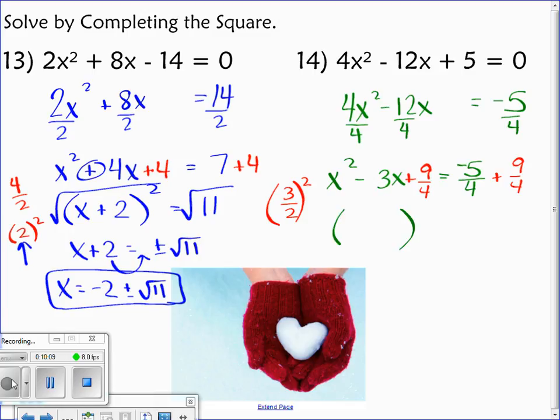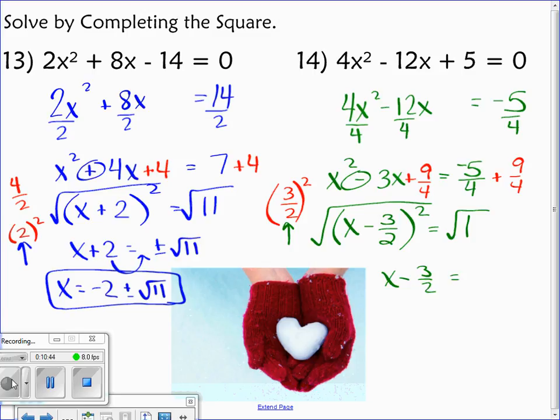How does this factor? Good. There's your minus. There's your 3 over 2. Right, negative 5 plus 9 is 4, so it'd be 4 over 4, which is just 1. Again, if you don't get fractions, you typed it in wrong. All right, from there, square root of x minus 3 halves squared, square root of 1. Thank you. Plus or minus 1.